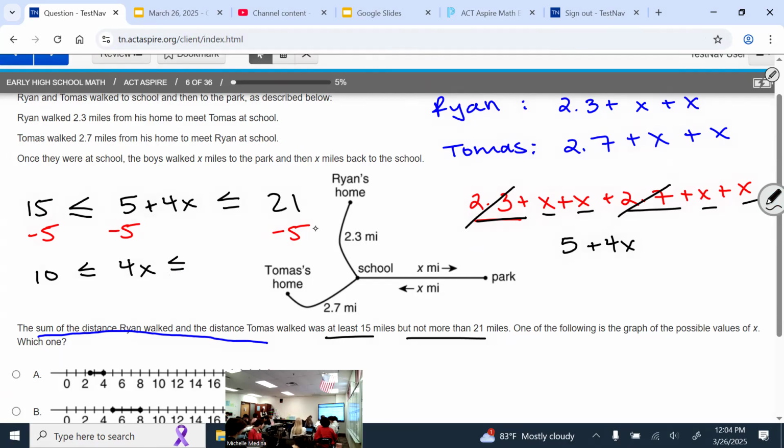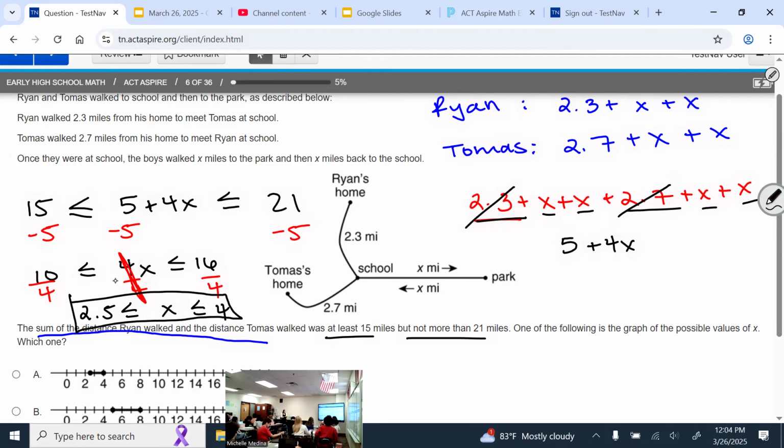What's 21 minus 5? And now I just need to undo the timesing by 4. What's the opposite of multiplying by 4? And now do that on each side. Do I need to flip the inequality symbol when I do that? No, because you're dividing by a positive. Only flip it when you multiply or divide by a negative on both sides. This ends up being the answer, and it matches the number line. So it's between 2.5 and 4.